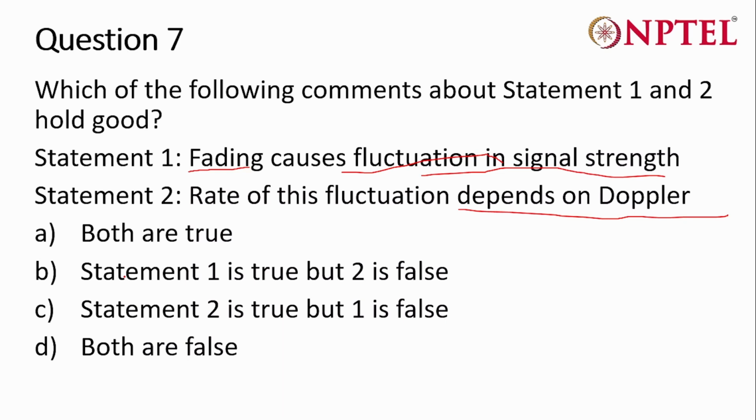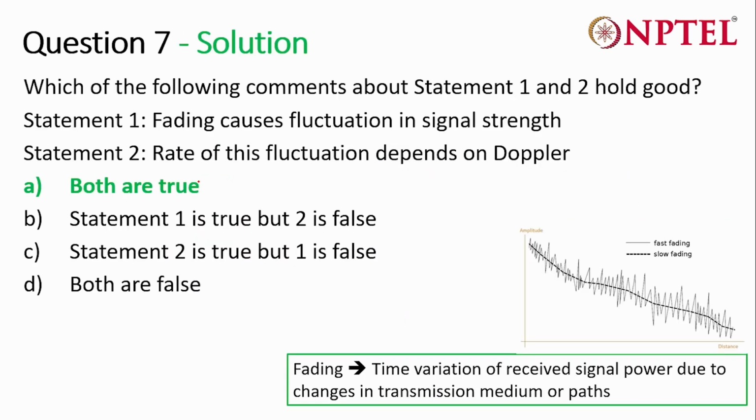Statement 1 is true. Okay. So actually the answer is you can say that both are true. I'll tell you how. So fading causes fluctuation in signal strength.